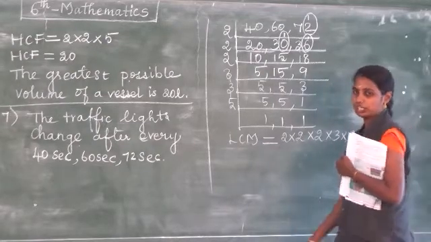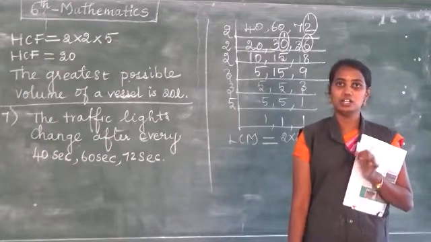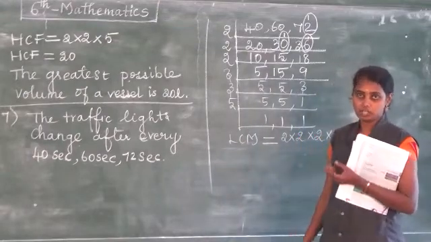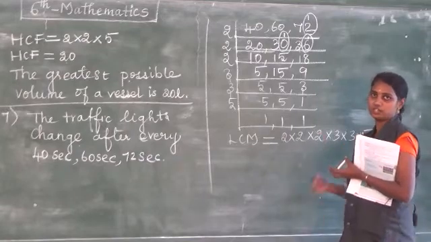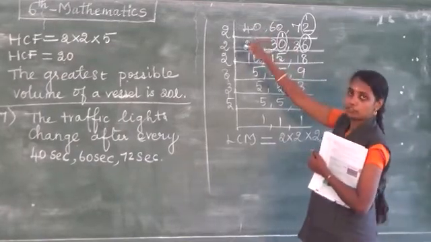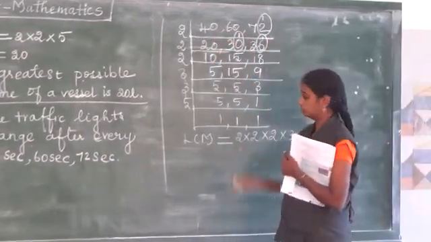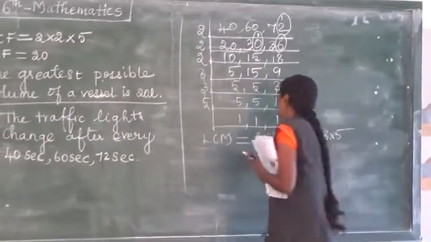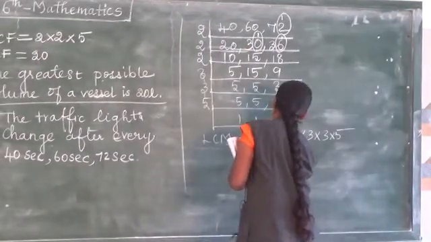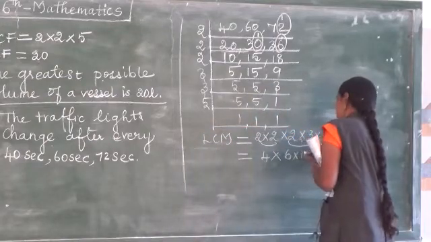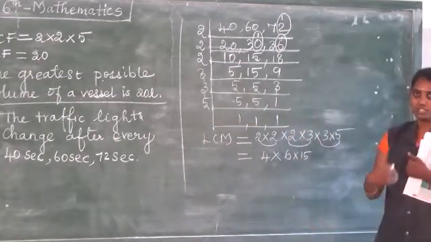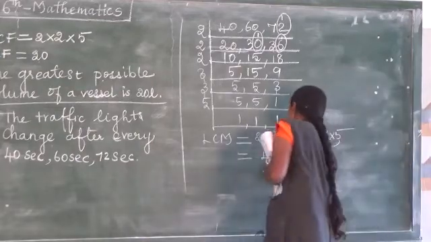HCF means we will write only the common factors. LCM is the least common multiple. Whatever multiples are remaining, everything we should write. That's why we are following this together method for the LCM. 2 2s are 4, 2 3s are 6, 3 5s are 15. Multiply two numbers at a time, it is very easy to multiply.